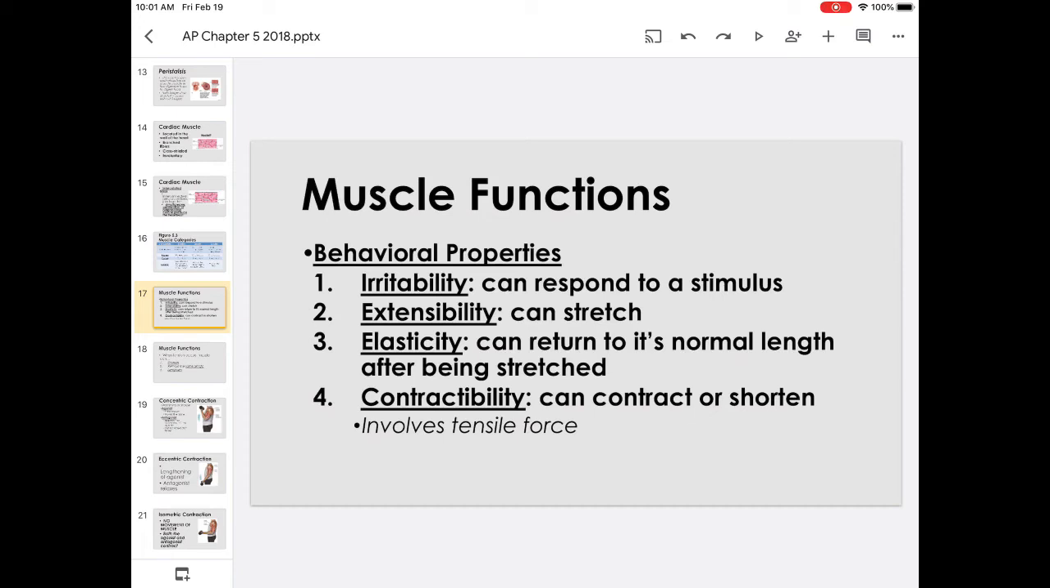All right, let's get into muscle function. So now that we talked about what a muscle looks like, what are their functions having to do with? So one is that all muscles have 4 behavioral characteristics. The first behavioral characteristic is irritability, which is basically their ability to respond to a stimulus, okay? Their extensibility, which means that they can stretch. Obviously, if they go beyond their stretching point, it can cause damage, but you do have muscles that are able to stretch, which is great.